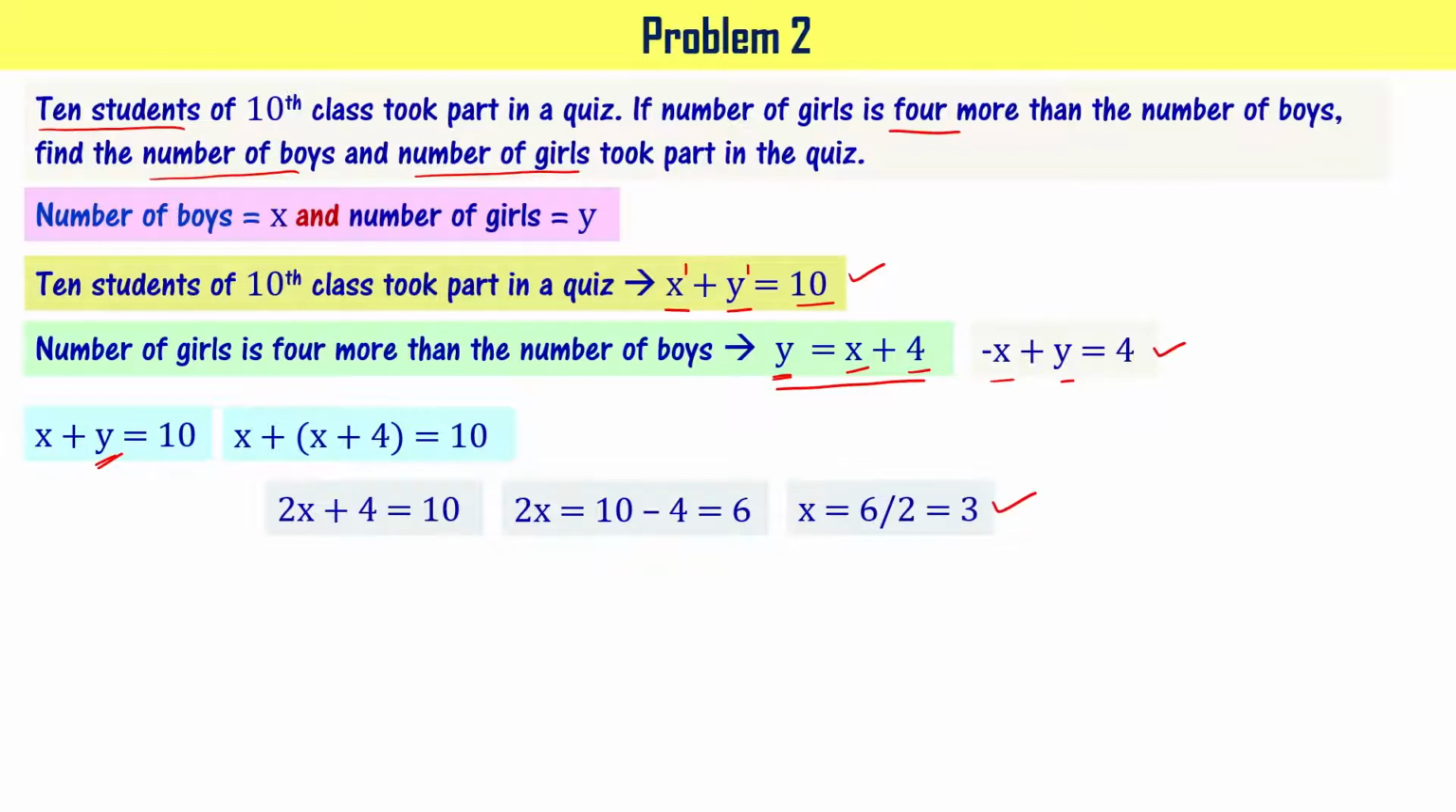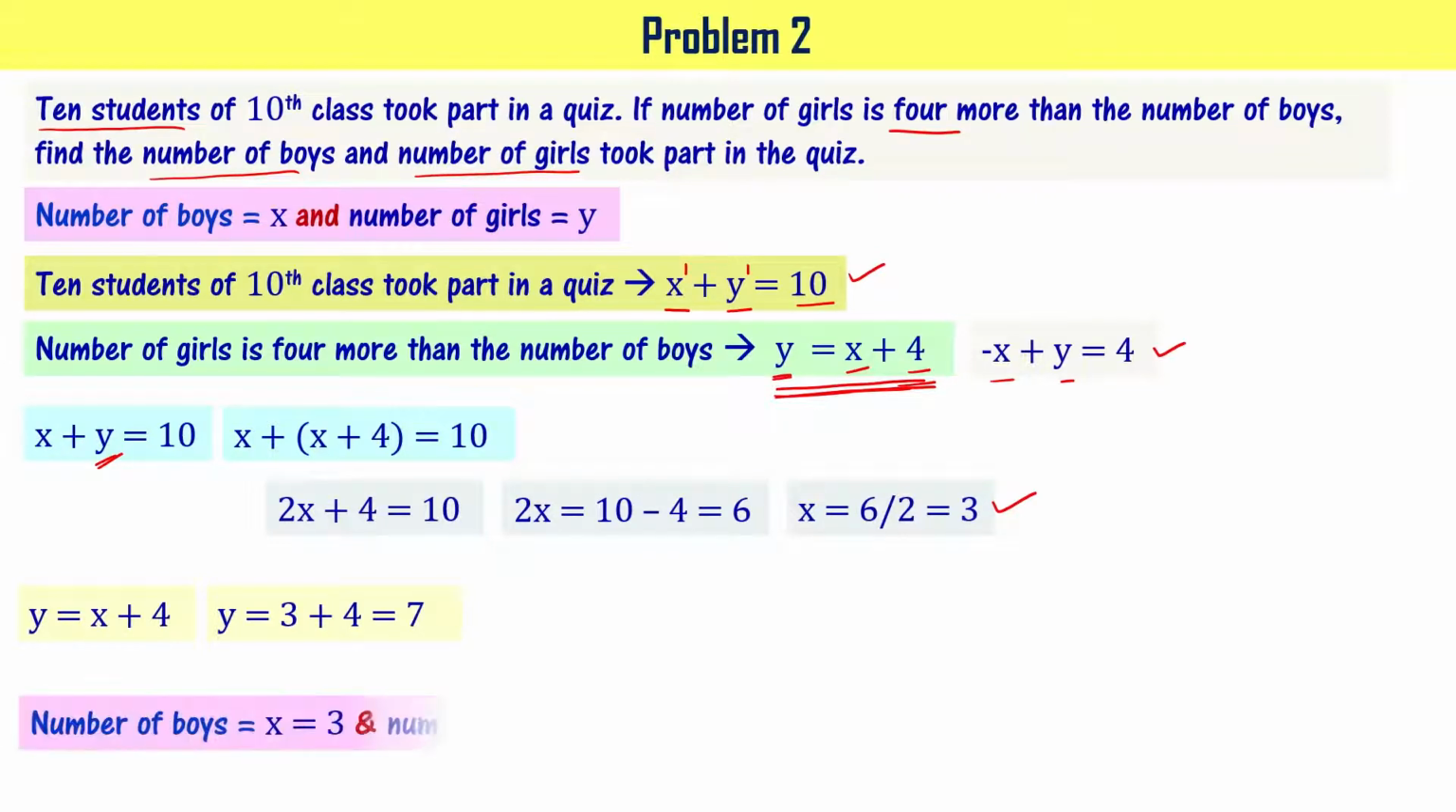Now we have to find the number of girls, right? Here if you observe this particular equation y equal to x plus 4, if you substitute the value of x into this equation, you will get y automatically, right? Let's do that now. y equal to x plus 4, and we know x equal to 3. Let's substitute so that y equal to 3 plus 4, that is equal to 7. So to answer the question, the number of boys is 3 and the number of girls is 7, right?